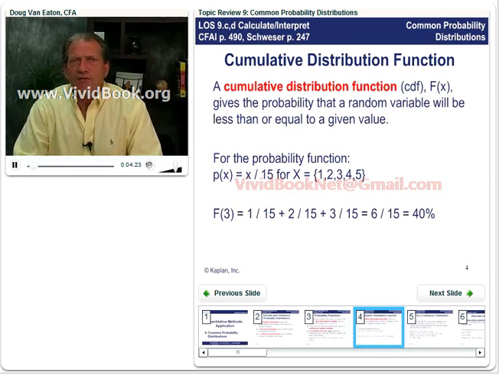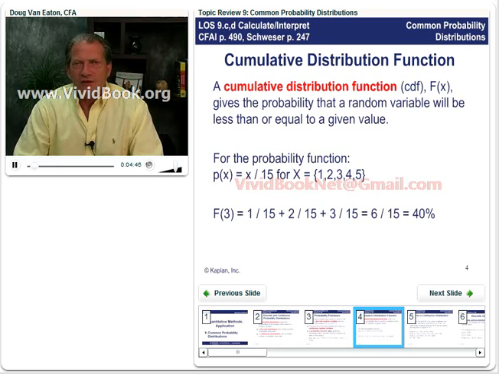Now, if we looked at the probability function we had in the previous slide, x over 15, and we said F of 3, well, that's the cumulative distribution function for the value 3. So it's less than or equal to 3. We want the probability that 1 can occur, 2 can occur, and 3 can occur. So we have 1/15 plus 2/15 plus 3/15. We get 6/15, which is 40%. So whereas the probability of 3 was 3/15 or 20%, the cumulative distribution function for 3 in this discrete probability distribution is 40%.